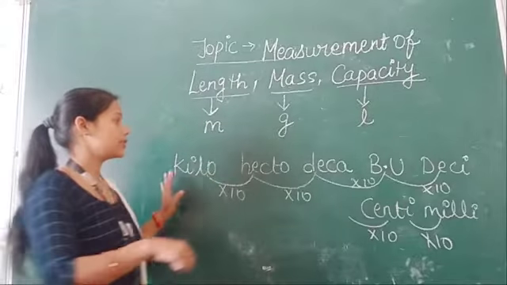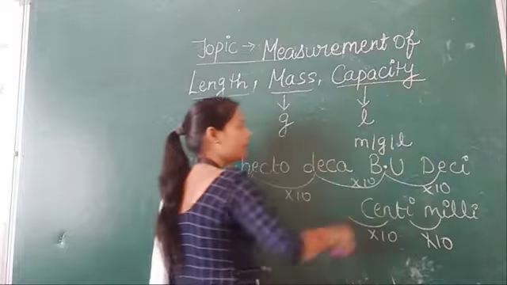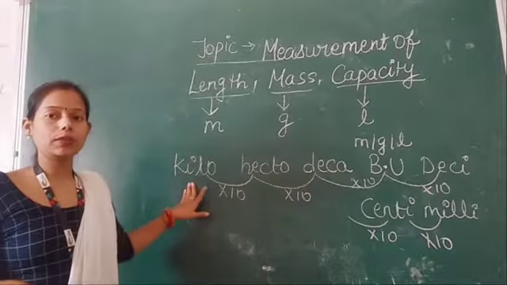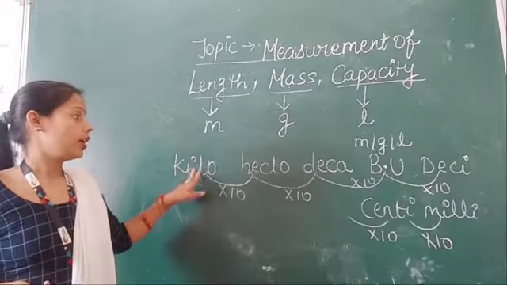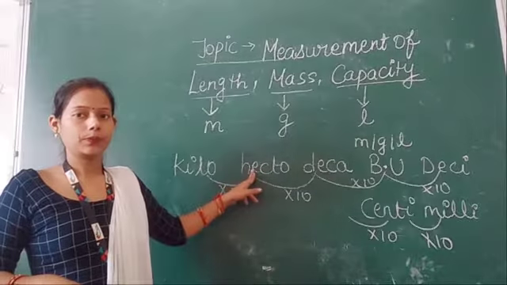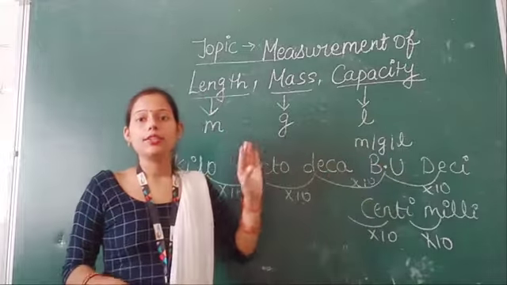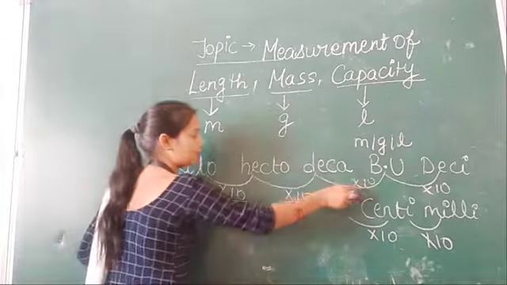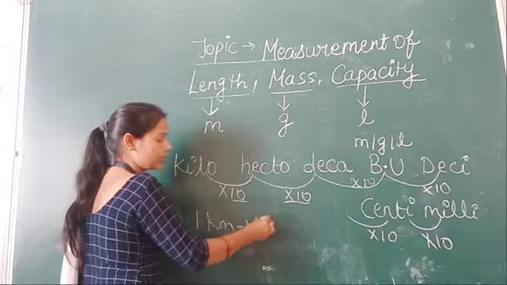So class, the basic unit can be either meter or liter or gram. If I am talking about 1 kilometer, how many meters are there in 1 kilometer? So let's take the jumps till meter. 1, 2, 3. How many jumps do we take? 3 to reach meter. So in 3 jumps, 10, 10, 10, 3 tens occur, that is, in 1 kilometer we have 1000 meters.